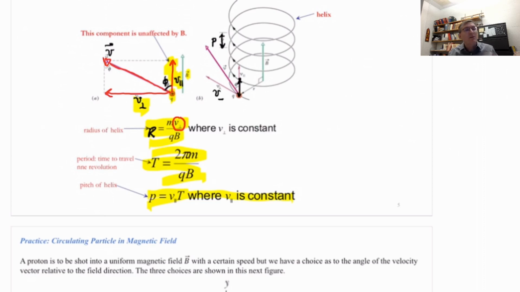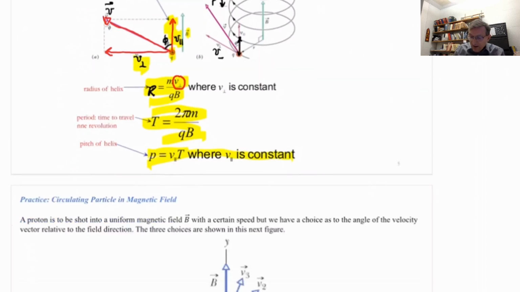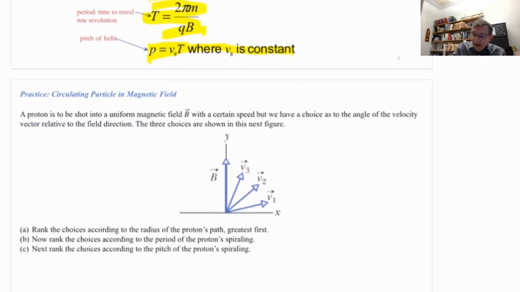All right, so we're going to talk about that in class, the circular motion of a charged particle in a magnetic field. It is pretty important. It happens a lot in nature, particularly in Earth's atmosphere, and it happens a lot in physics labs. So let's end with a little class engagement for Blackboard, for a circulating particle in a magnetic field.